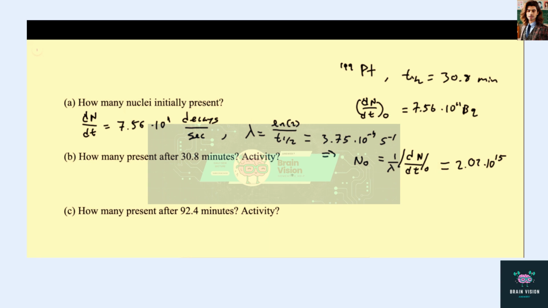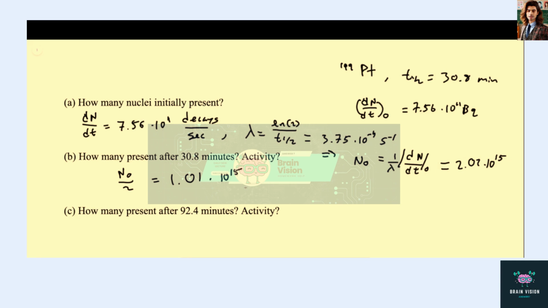So the next thing we're asked is how many are present after 30.8 minutes, which is equivalently 1 half-life. So the definition of the half-life is the amount of time it takes for 1/2 of the sample to decay. So after 30.8 minutes, only half remain, which is N naught, the initial value, over 2. And so this is 1.01 times 10 to the 15.